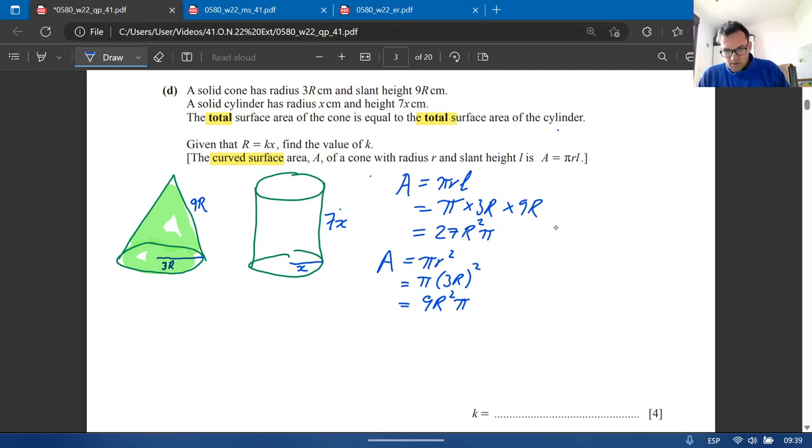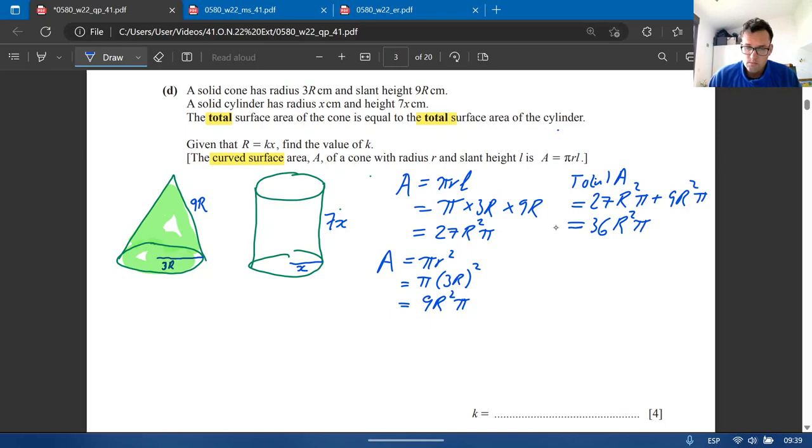Meaning the total surface area, we run out of space here, let's do it here. So the total area of the cone will be 27r squared pi plus the circle at the bottom, r squared pi. Now because we've got r squared pi and r squared pi, these are like terms, we can add them together and that will give us a beautiful square number, 36 r squared pi, or pi r squared. You could put the pi in front of the r, either way I think is alright. So that's the total surface area of the cone. Excellent. We're making progress. I'm sure we've picked up a few marks already.